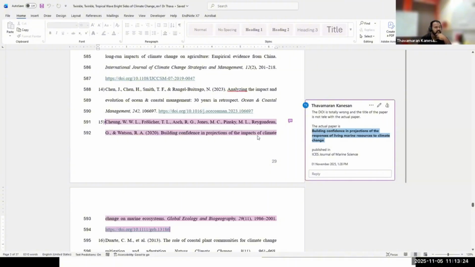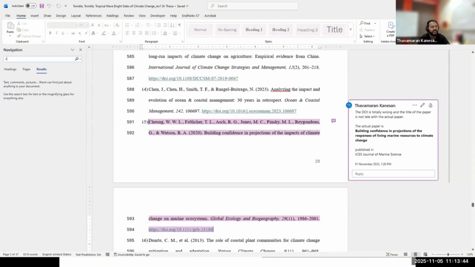This one says impacts of climate change. This one says living marine resources. The rest are the same, but this one is living marine resources to climate change. Published in ICES Journal of Marine Science, same author, not Global Ecology and Biogeography. No, it's not there. I opened the paper, and there is nothing that Cheong said.